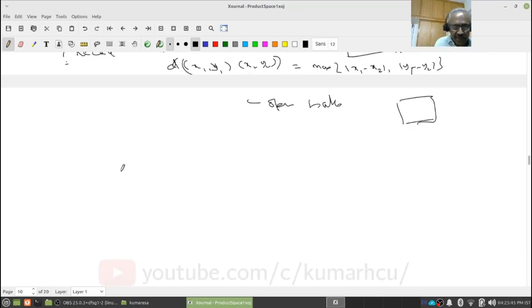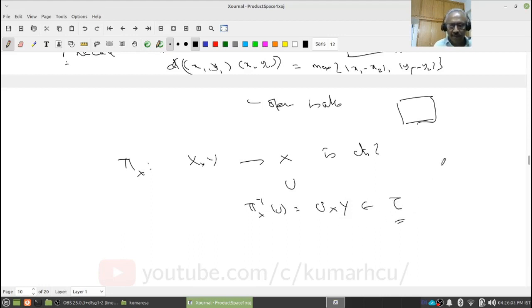Now make sure that with respect to this topology, my pi x is continuous. Why? Because pi x is a map from X cross Y to X. Is this continuous? Start with U. Then what is pi x inverse of U? It is of the form U cross Y. We already know that belongs to tau. Why? Because U cross Y is already of the form U cross V, where U is in tau X and Y is in tau Y. Therefore, this is actually a basis element. You understand that? Therefore, pi x is continuous.